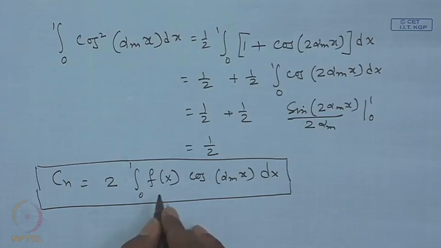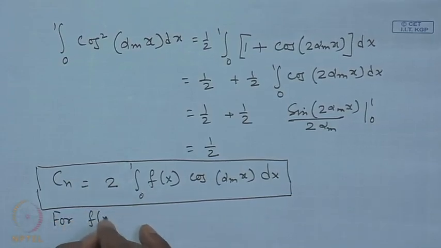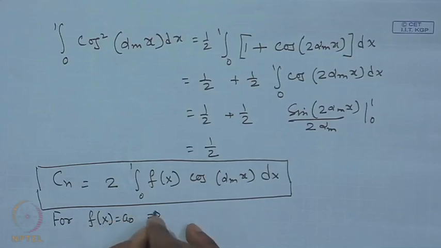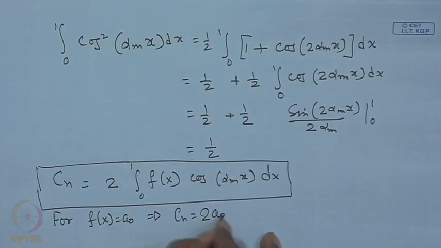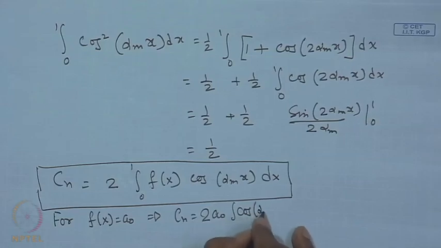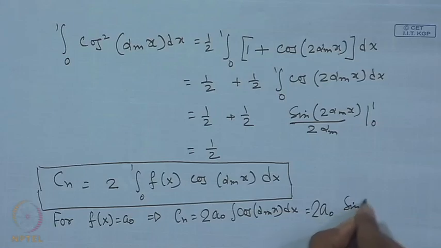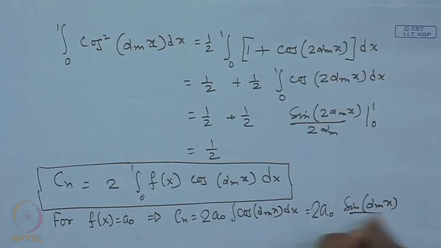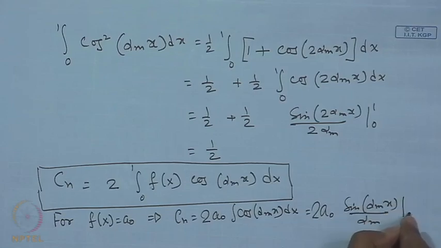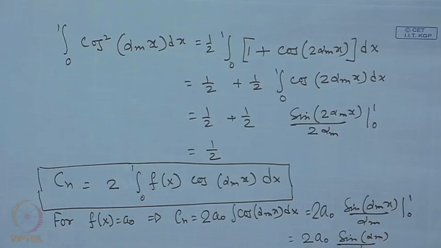So, therefore, I will just solve this problem for constant value of f x. For f x equal to a naught, this C n will be 2 a naught times the integration of cosine alpha m x dx, and this becomes 2 a naught sin alpha m x divided by alpha m from 0 to 1. So, this becomes 2 a naught sin alpha m divided by alpha m.